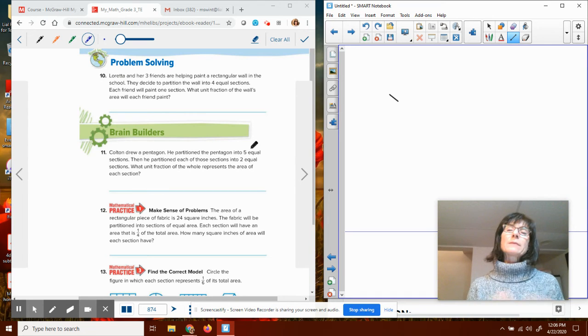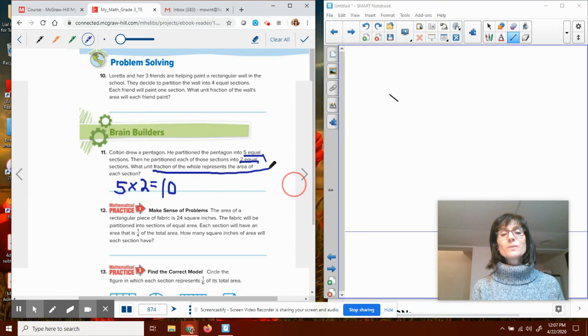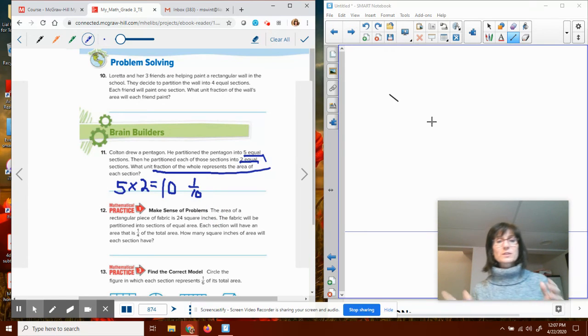Let's work at it this way. I'm going to show you another strategy, another way of thinking about this. They give you the information. You've got 5 sides, and then he partitioned each of those sections into 2. So if I have 5 sections, each of those sections were partitioned into 2 more equal sections. How many total sections would you have? You're going to have 10. And then if they ask you what that unit fraction is, if you have 10 sections, each unit would be 1/10. Mrs. Swint's going to give you that one, since I almost confused you on the other side.